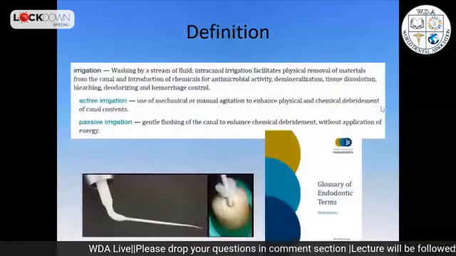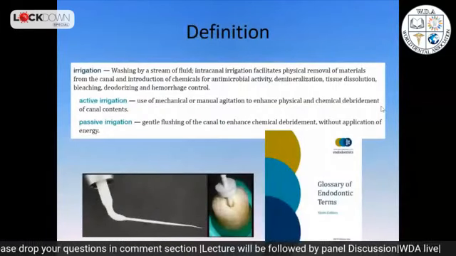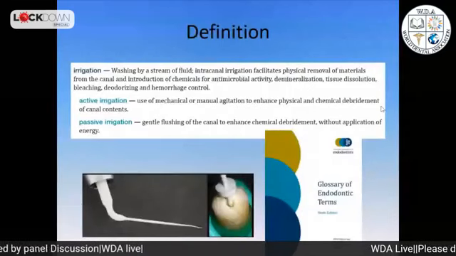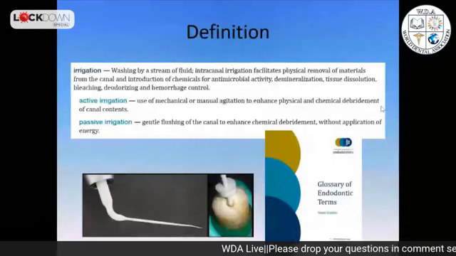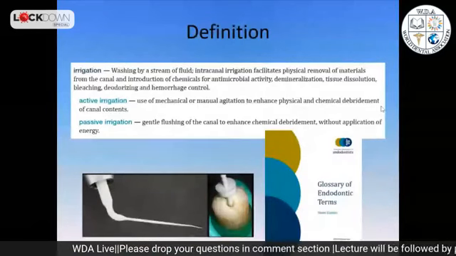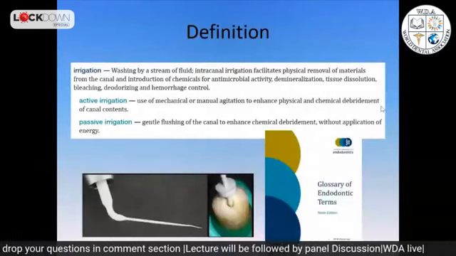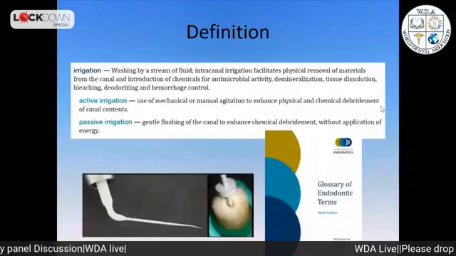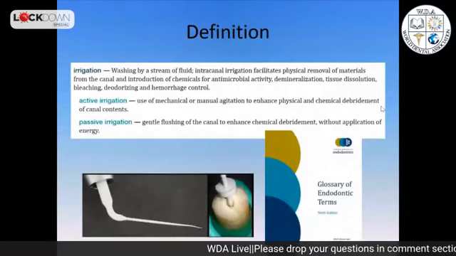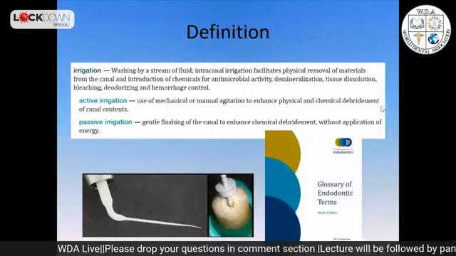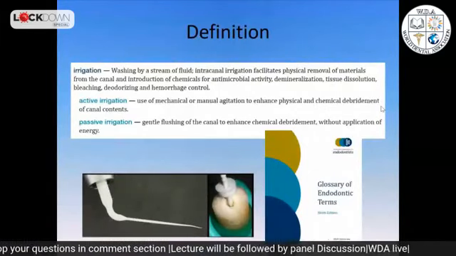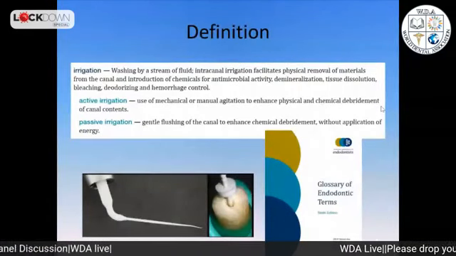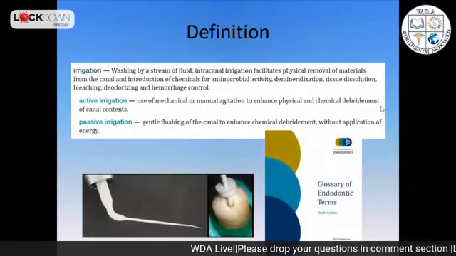It's always good, in my opinion, going to the glossary of endodontic terms. Definitions have been discussed for a while by experts, and there is some degree of agreement. It's hard even to find a consistent definition of what irrigation is, and we could go back and read them. Now, interestingly, the term active irrigation includes the word agitation. So there is some overlap, a little bit of disagreement and confusion, but it's using mechanical or manual agitation to enhance physical and chemical debridement of canal contents.